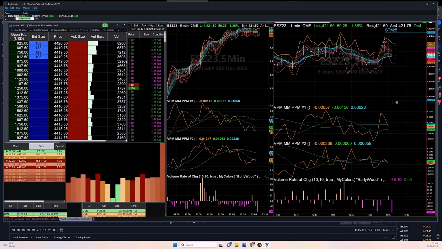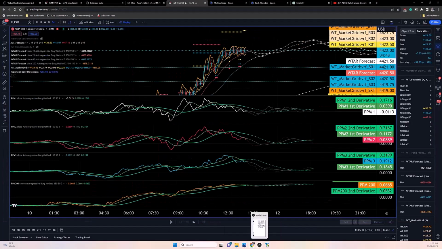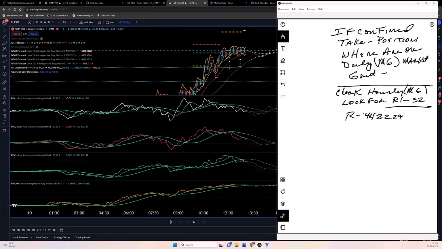Okay, let's go back here. So let's see where we are. We got the hourly reversal. The 5 minute is suggesting, what we're seeing on the screen here on the side, that we could come down to 40. It looks like declining on PPM2.